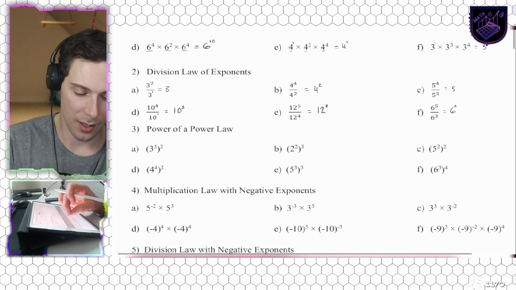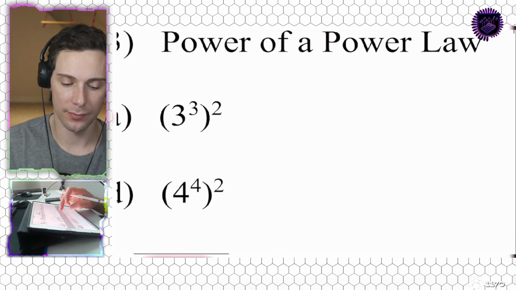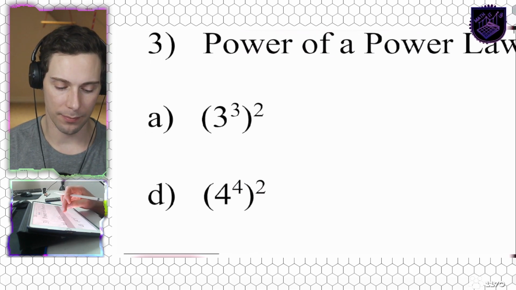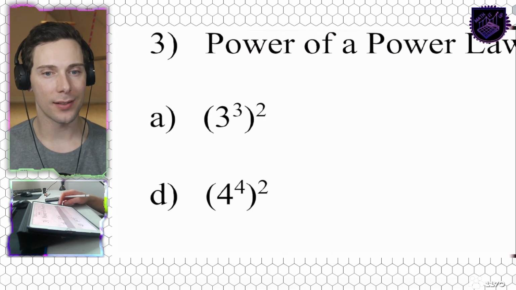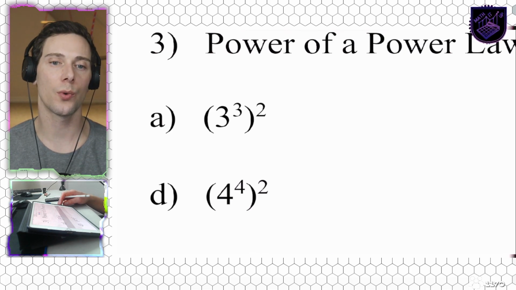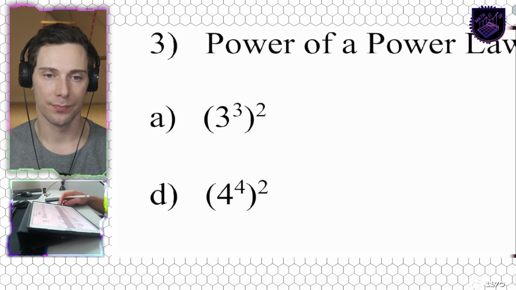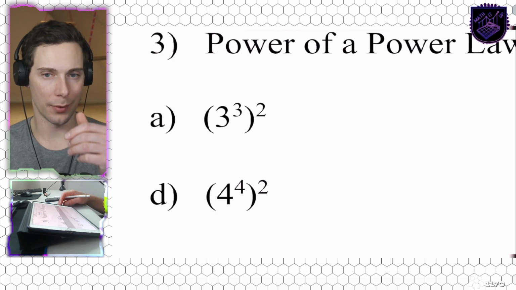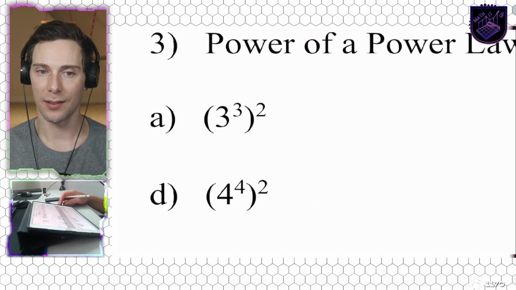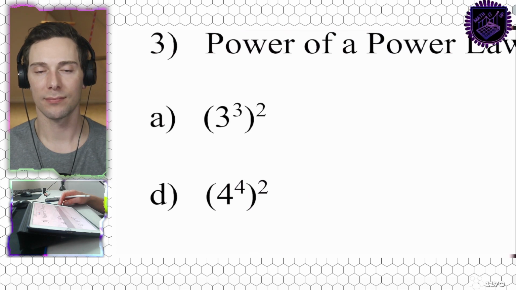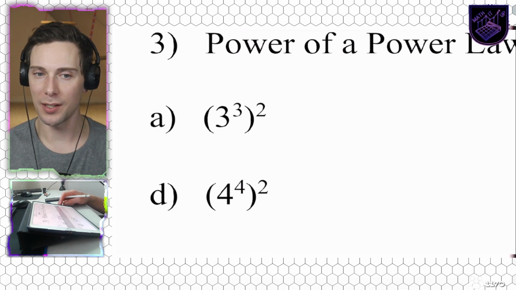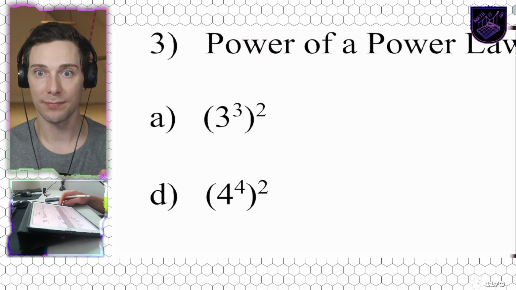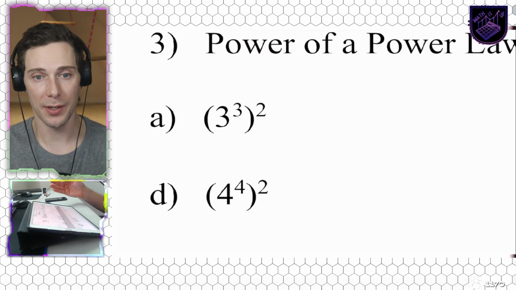Now this next one, this is the power of a power law. You can already think everything inside that bracket is going to be squared. So 3 to the power of 3 times 3 to the power of 3. The base is 3, and if we were to write that out, you just see 3 to the power of 6. Right? 3 times 3 times 3 times 3 times 3 times 3.